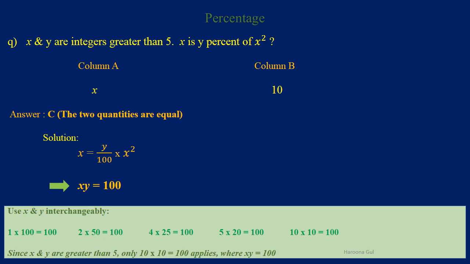Therefore, the value of x is going to be 10, because we have x into y is equal to 10 into 10 is equal to 100, which fits our answer. So our answer option is going to be C, which is the two quantities are equal, right?